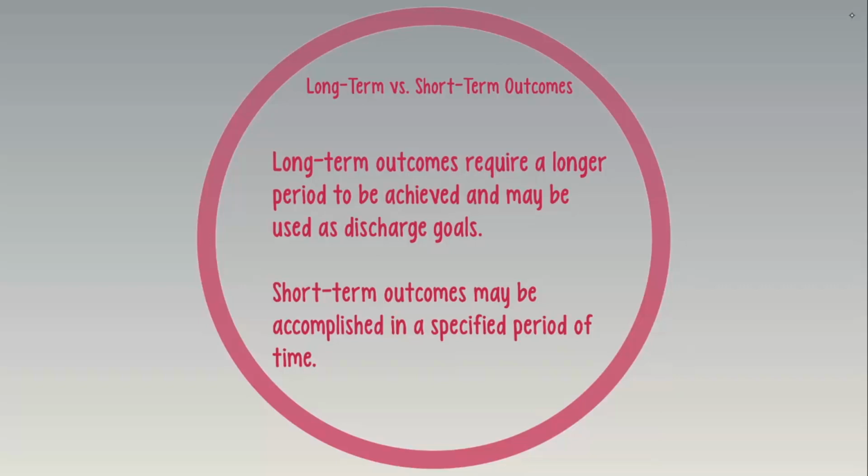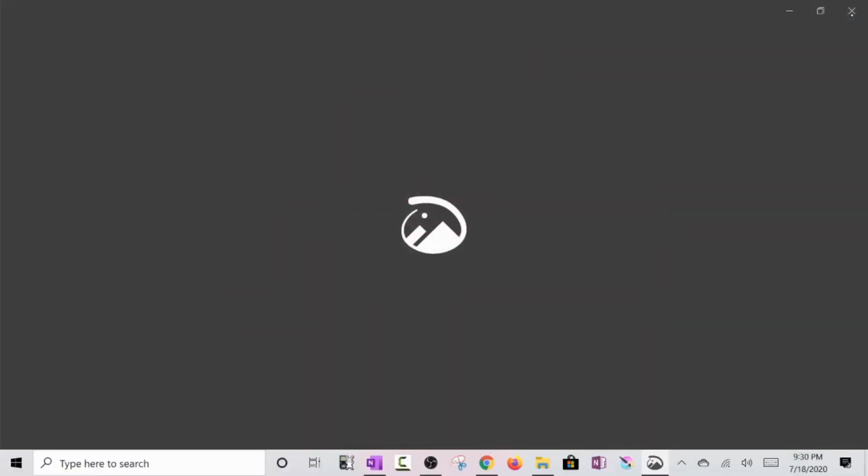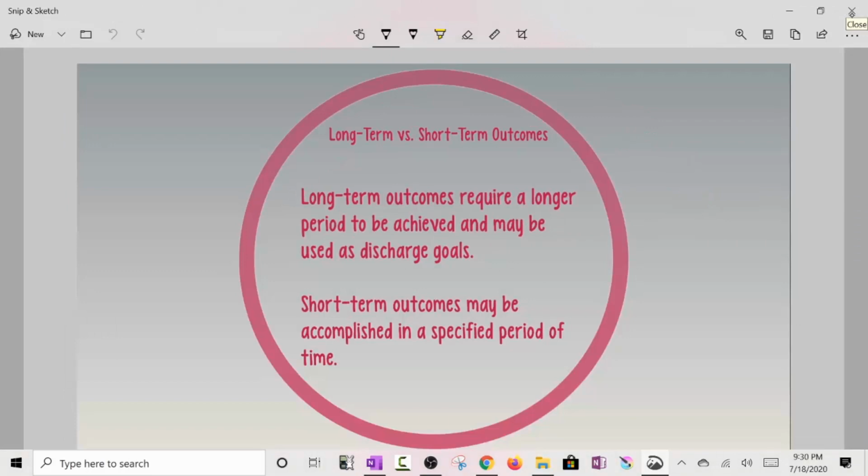Let's talk about long-term versus short-term outcomes. There are two types of outcomes, as you see here. Long-term outcomes require a longer period of time and may be used as discharge goals, and short-term outcomes may be accomplished in a specific period of time. Typically, a week or less would be more of a short-term goal for a patient. So, just to give you an example, I'll go ahead and write here for you. We haven't talked about how to really write these, but a short-term goal, let's just say, is less than a week, and a long-term goal is greater than a week, up to discharge.